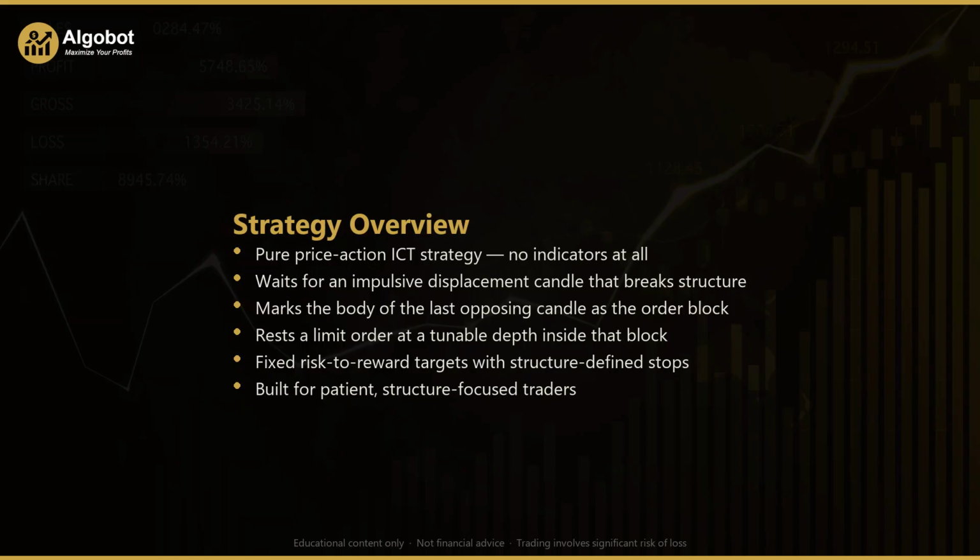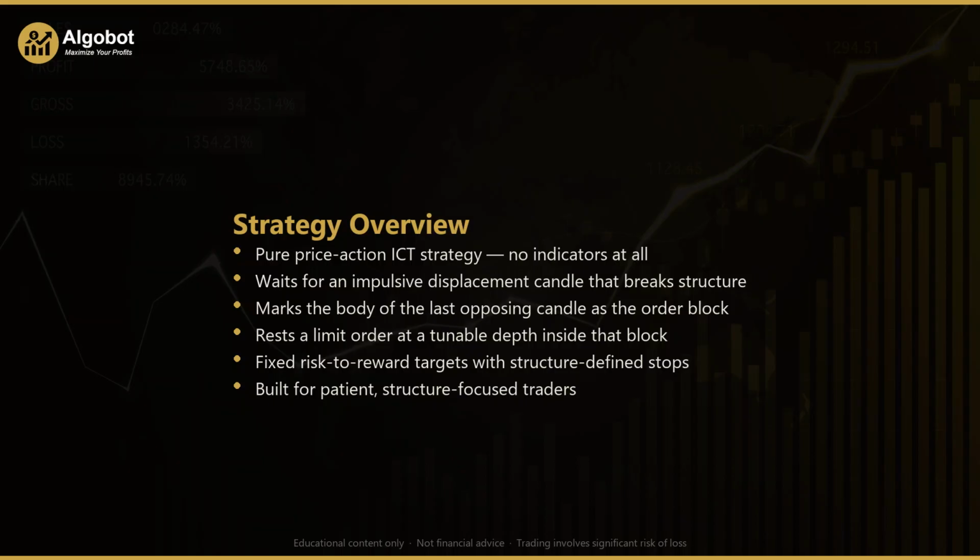The Displacement Order Block Retest is a strategy that thinks the way large institutions are believed to think. Instead of chasing price after it moves, it waits for the move to reveal intent, and then it waits for price to come back to a specific zone before committing. It is a pure price action system, which means there are no moving averages, no oscillators, and no lagging indicators anywhere in the code. Every single decision is made from the shape and position of the candles themselves.